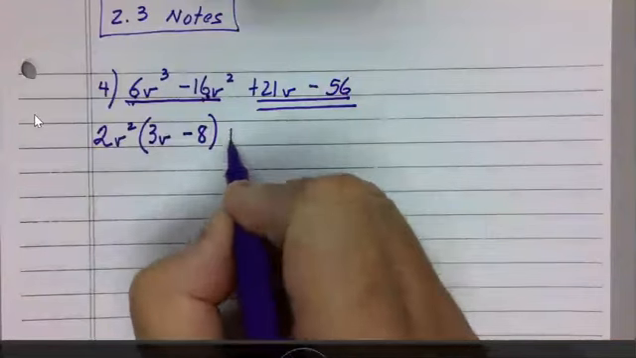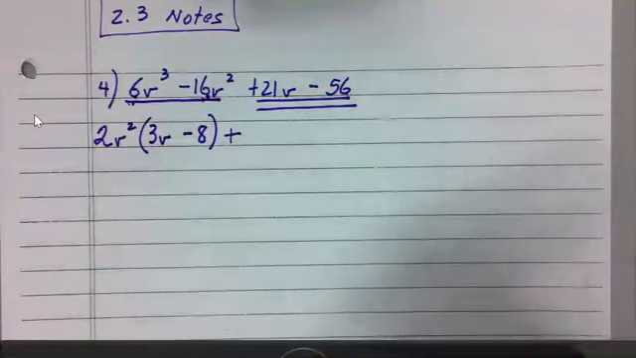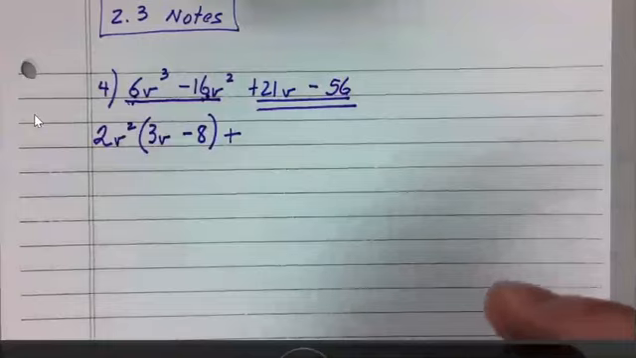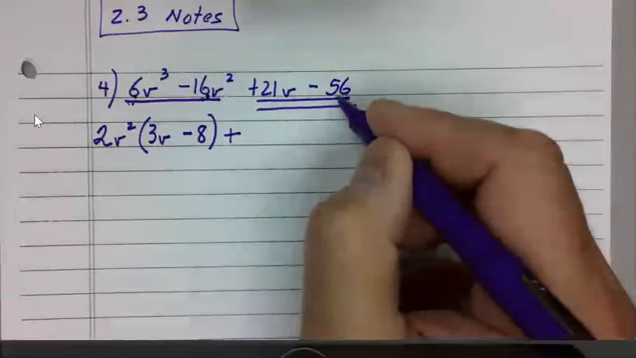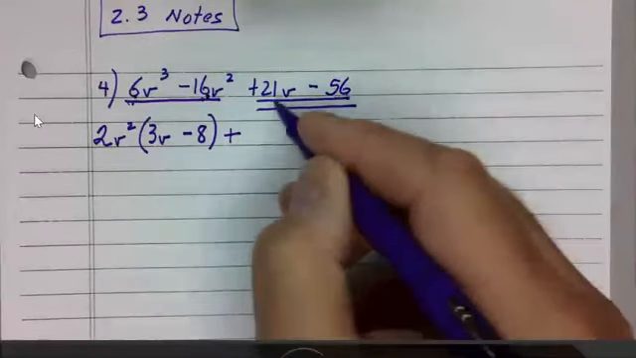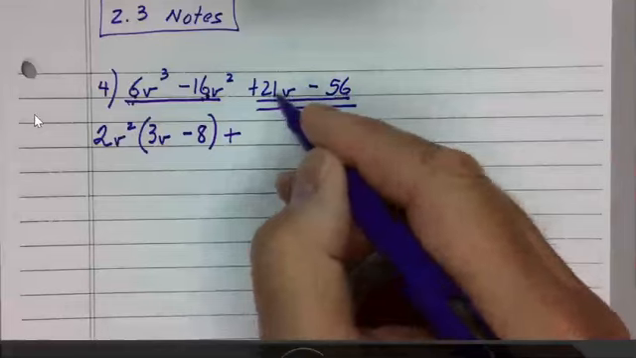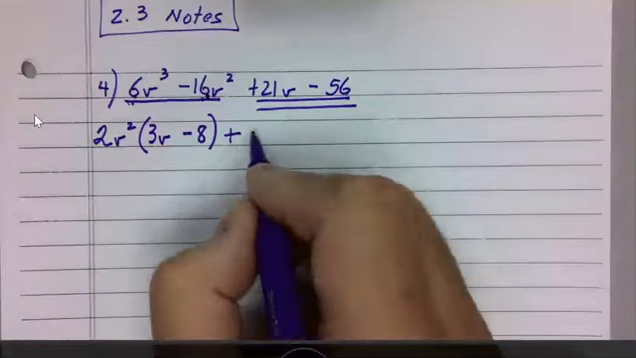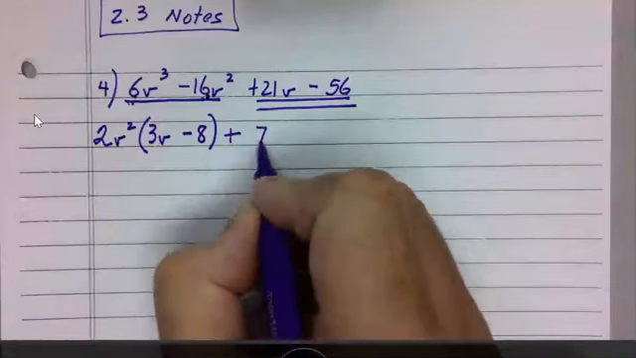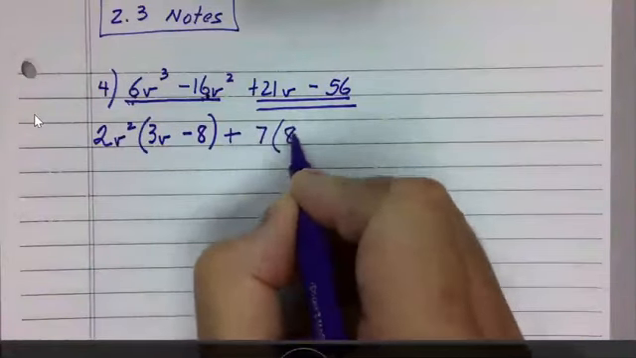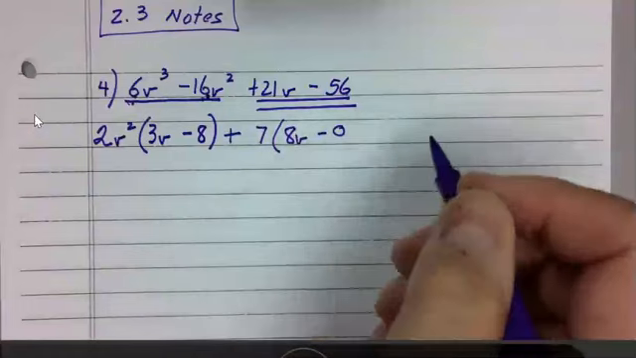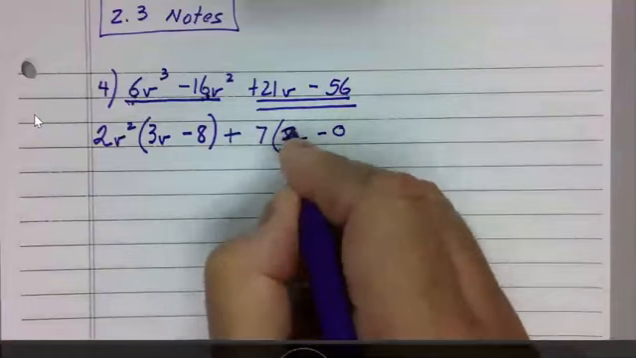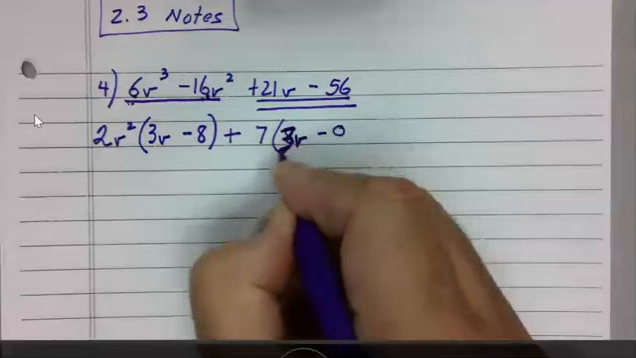Okay? 21 and 56. Okay, 21. Does 21 go into 56? No. The next biggest factor of 21 is 7. Does 7 go into 56? 8 times. So I'm going to take out a 7, and I end up with 8v minus 8. Whoops, 3v minus 8, correct? Sorry about that. 3v minus 8.